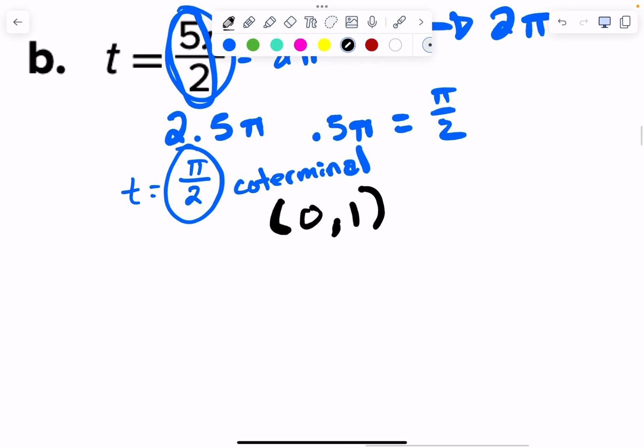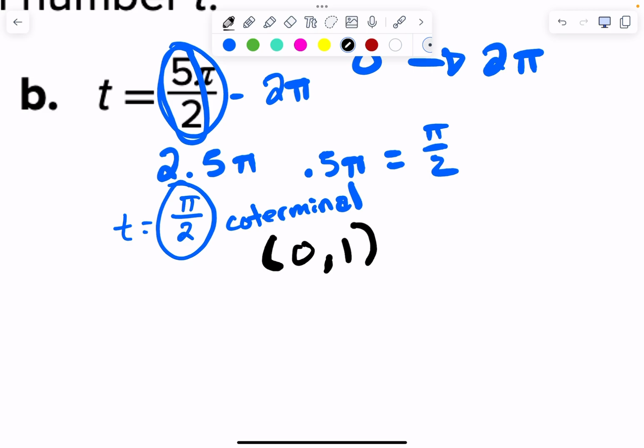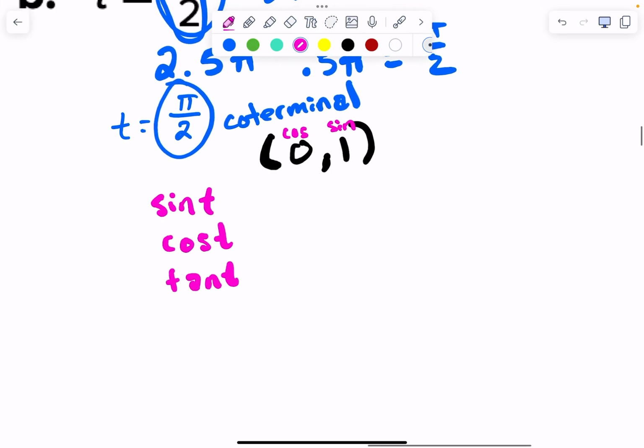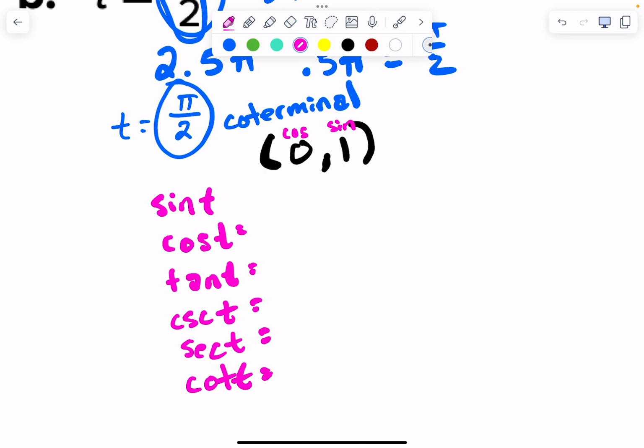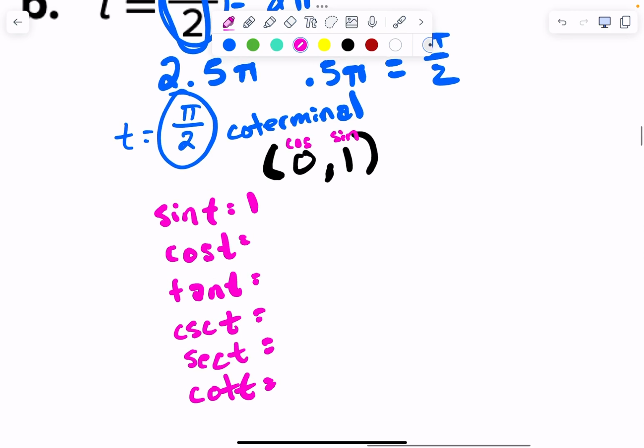0 is which one, sine or cosine? Cosine. Cosine comes first, and then 1 is sine. So if I'm doing sine of t, cosine of t, tangent of t, cosecant of t, secant of t, and cotangent of t, we've got all those. We just said sine was 1, cosine was 0. Cool.